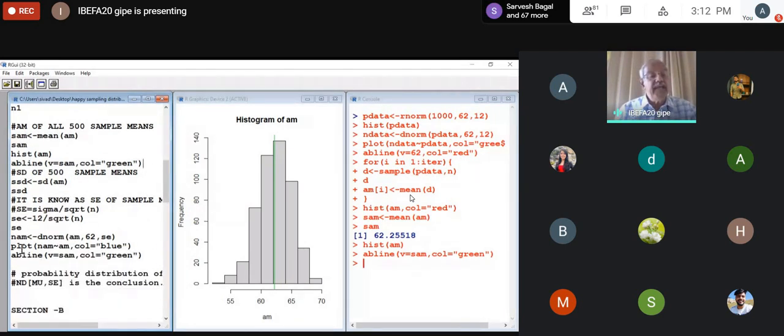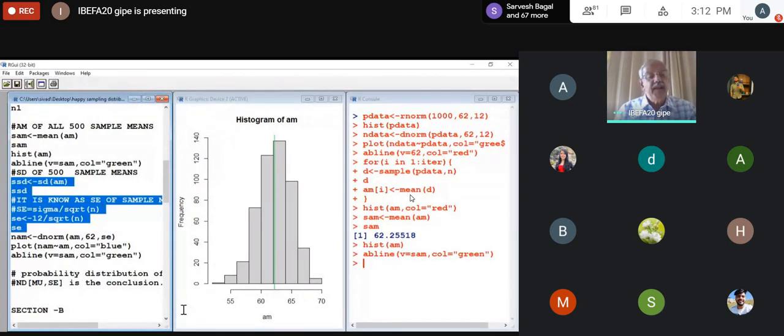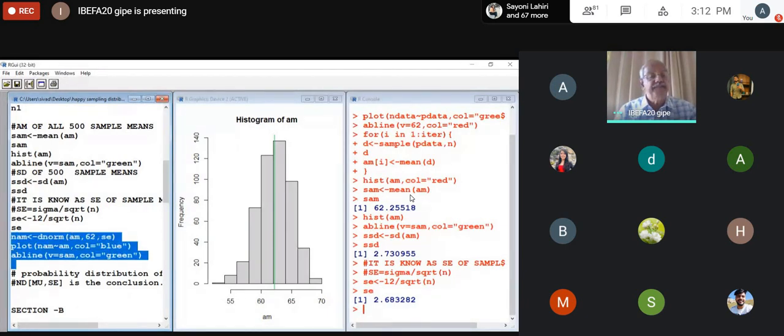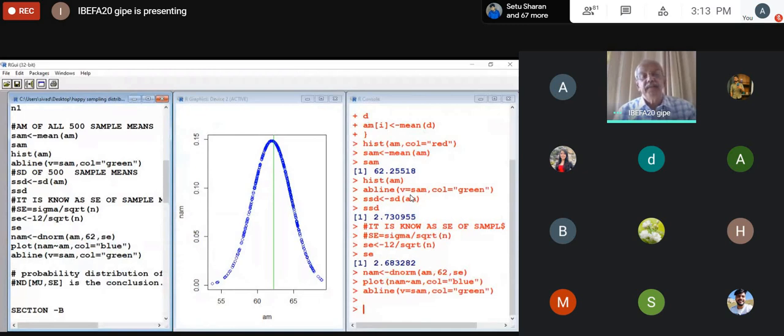I will compute the standard error, sigma by root n. And I will plot the complete thing on a graph. What is the meaning? Original data is normal, sample mean also normal. Original data symmetric at 62, sample distribution also symmetric at approximately 62.